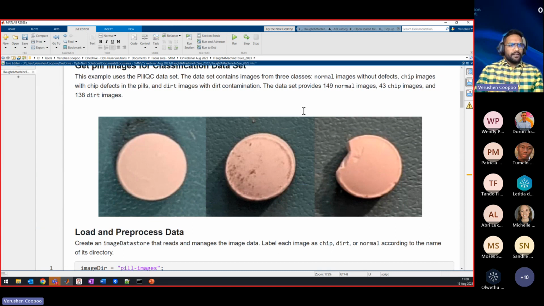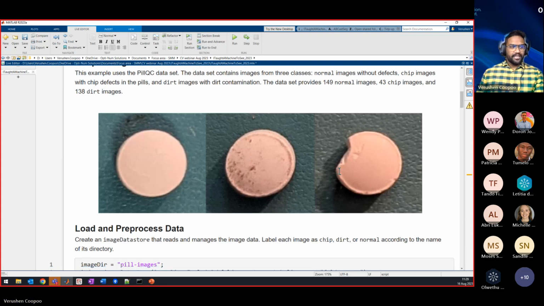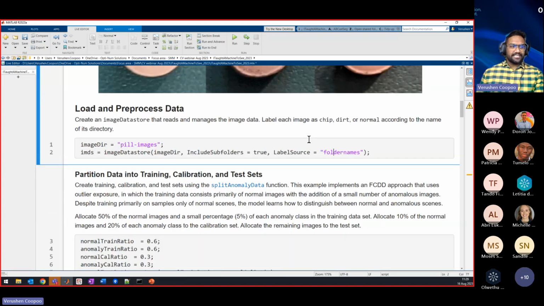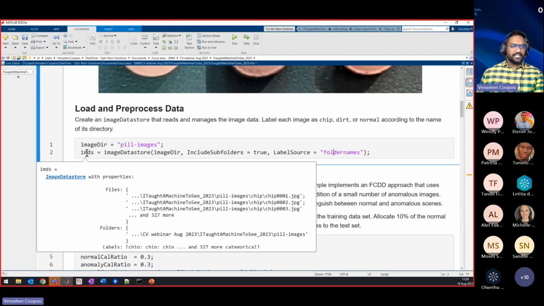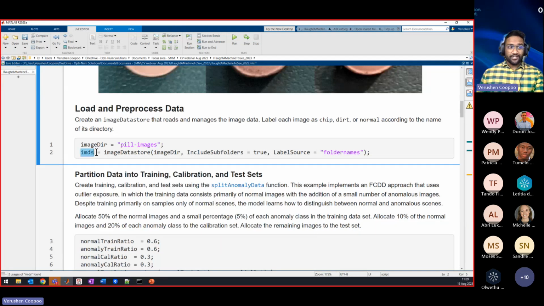All right. The first thing we're going to do is get our data set. And this is an example of the data that we're going to look at. The pill will either be normal with no imperfections, it'll have some dirt on it, or it will be chipped. Let's load and pre-process the data. This is done using a construct in MATLAB called an image datastore. It's a really useful way of working with many images, possibly even hundreds and thousands, without running out of memory. Of course, in this example, we don't have many images.